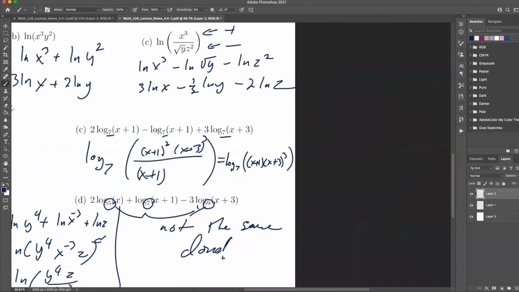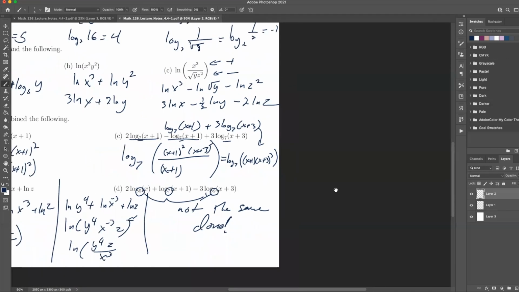Sure. Another way of doing this is I could have simplified this to log base 7 of x plus 1, because here I have something, and I have 2 of something, and this is just something, minus 1 of the same something. I can simplify that to log base 7 of x plus 1 plus 3 log base 7 of x plus 3. And at that point, I can just simply jump to that step. Okay, so I want to show you multiple ways of working with this so you get comfortable.